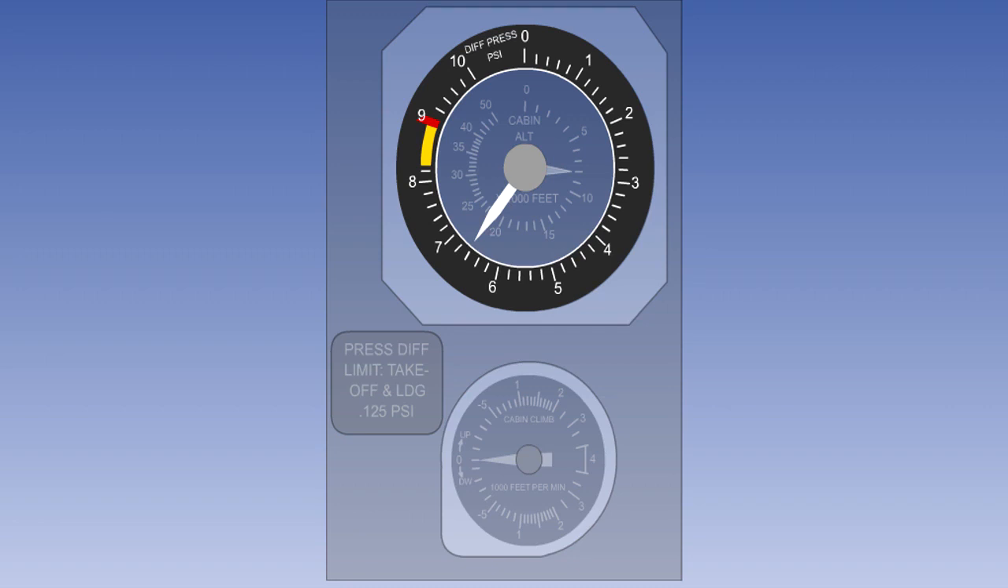In the event of a malfunction of the pressure controller or outflow valve, a high pressure reading on this instrument would indicate that the safety valves were controlling the cabin pressure at the structural maximum pressure differential.